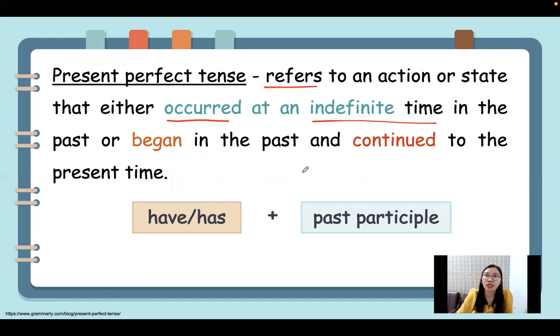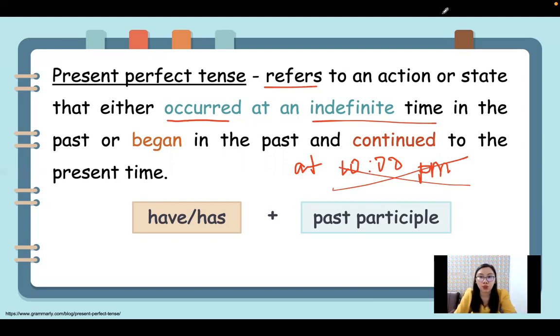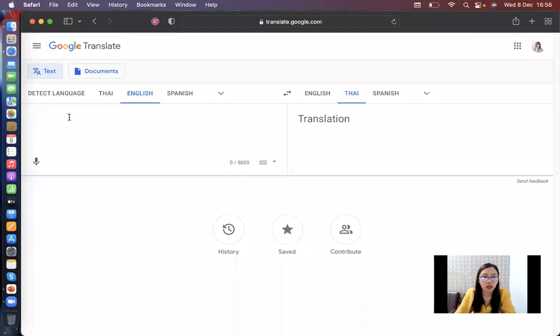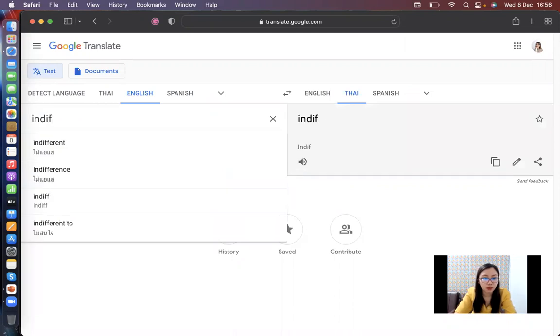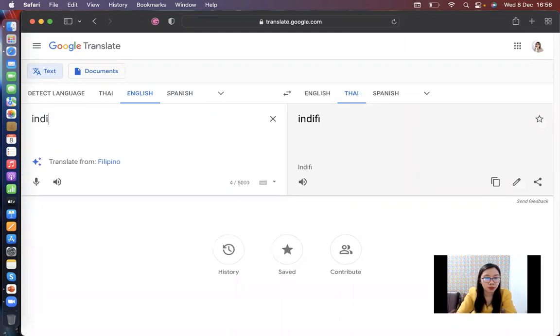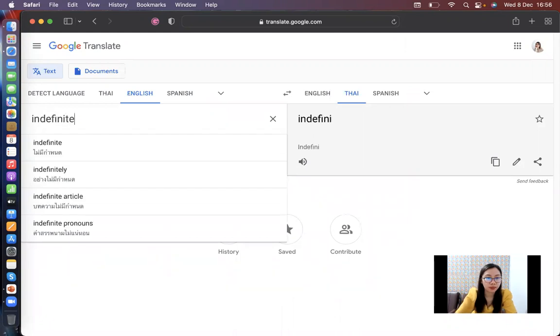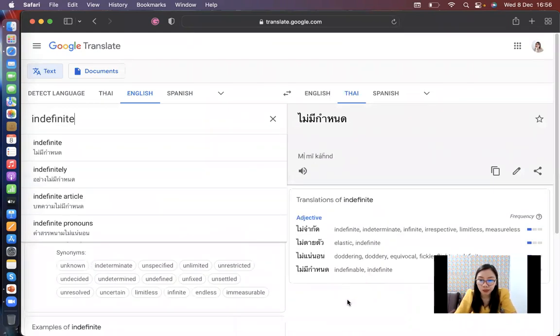So for example, we say at 10 p.m. Okay, this is definite. Indefinite means not sure. So let's look at what it means in Thai. Definite. Okay, so indefinite.